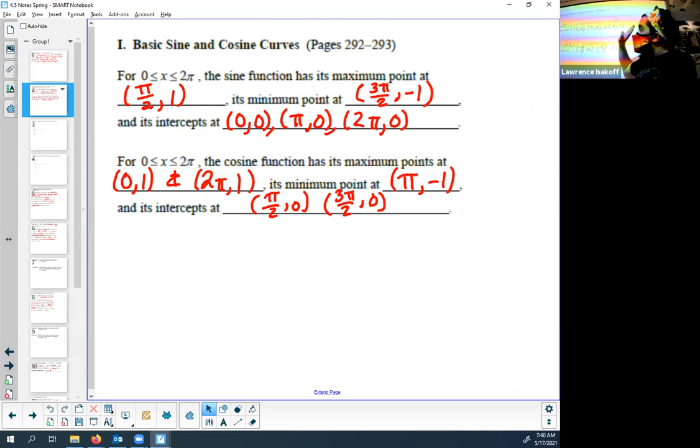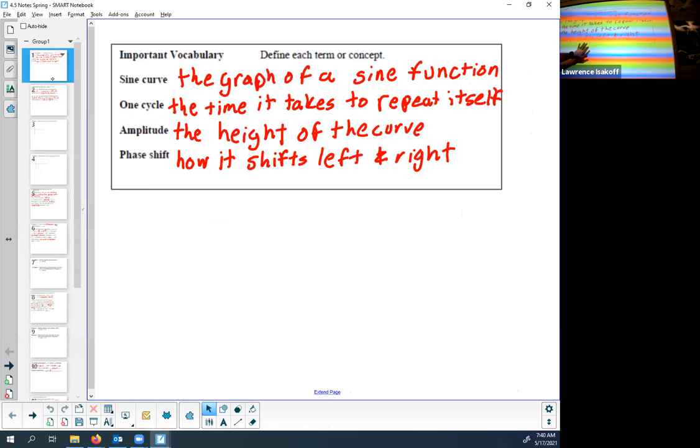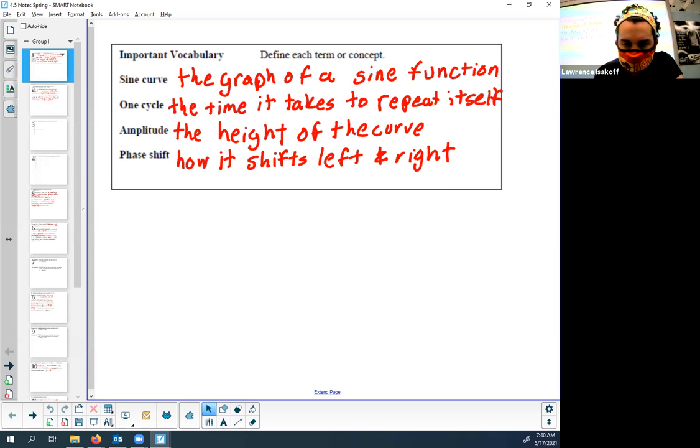So here you just heard me talking without these notes, but very quickly, again, these are my max and mins. And again, we have our vocabulary definitions here. One cycle, we'll also call that the period, how long it takes to repeat itself. The height is the same as the amplitude, and phase shift is moving left and right.